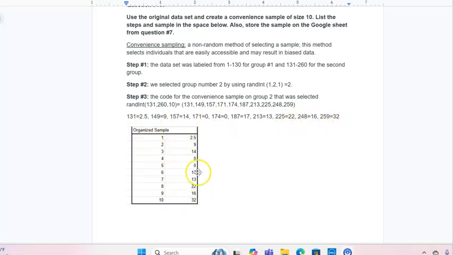Right here is just a picture from the Google Sheet in question number 7, and it's just going to be an organized sample, showing that 10 values were selected and what values were selected in the data set.